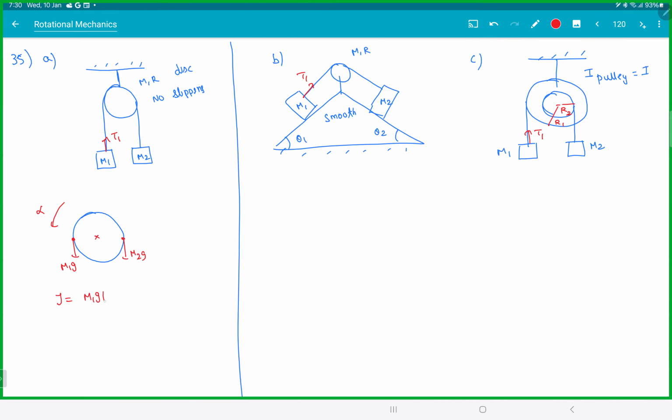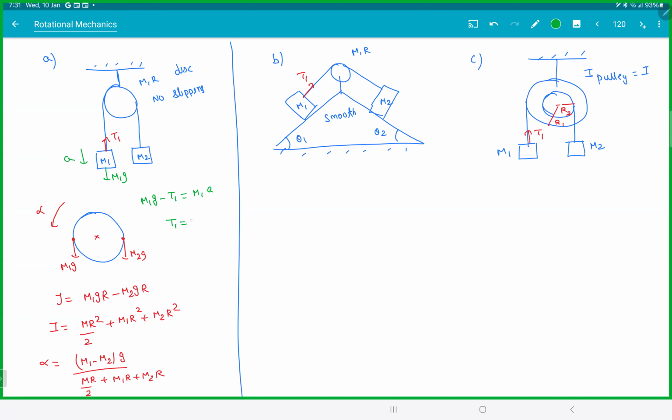So torque will be M1gR minus M2gR. And the moment of inertia of the system will be the pulley's MR squared by 2 plus M1R squared plus M2R squared. So alpha will be (M1 minus M2)g divided by (MR by 2 plus M1R plus M2R). And how to get the tension? This would be M1g and this would be acceleration. So M1g minus tension T1 is equal to M1a. So from here you get T1 directly: M1g minus M1R alpha.